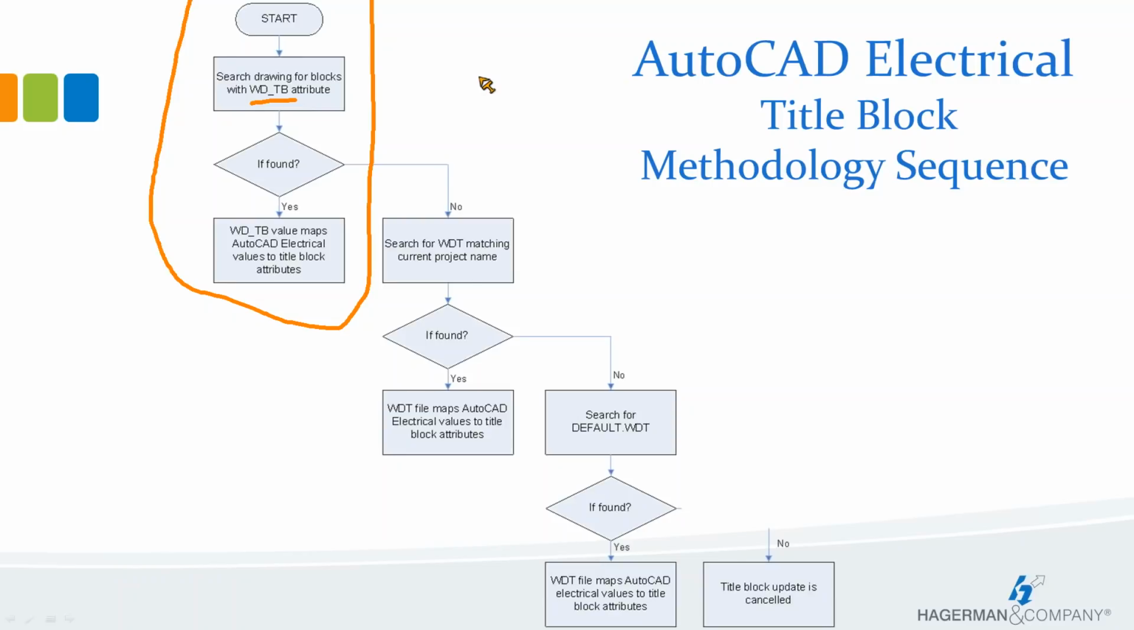Method 1 has basically 2 different options. This is the first option of method 1, which is looking for a WDT file with the project name. If it doesn't find that one, then it goes to the second option, which is looking for the default WDT. If it finds that, it processes that one. If it doesn't, then you get an error message.